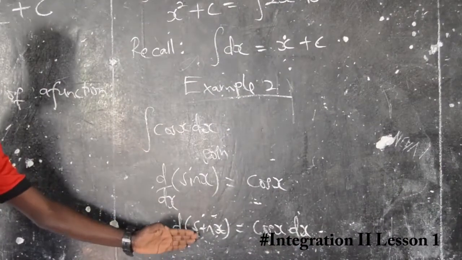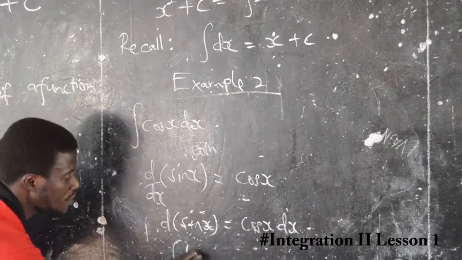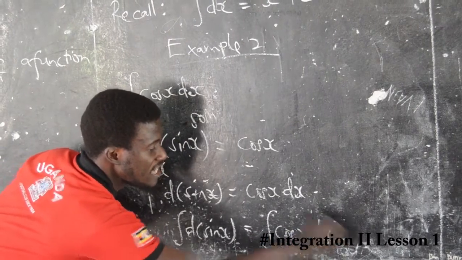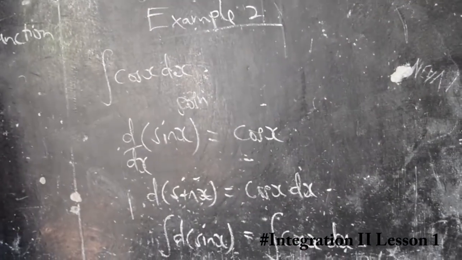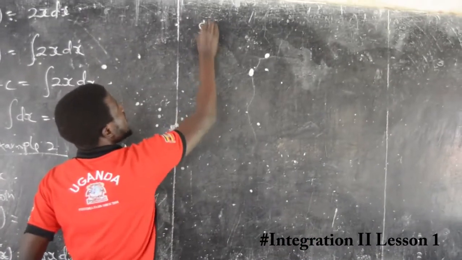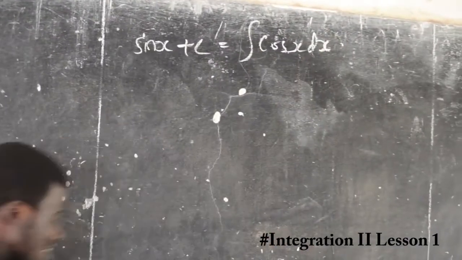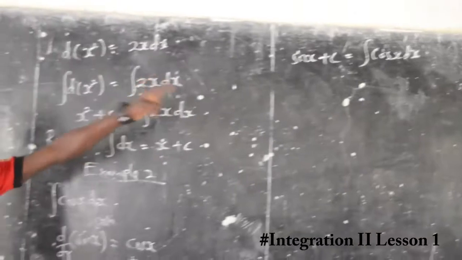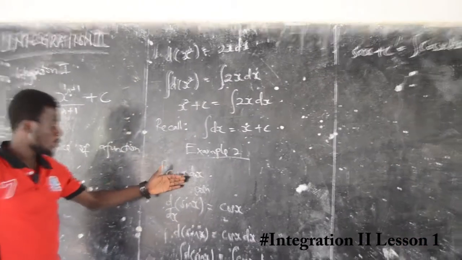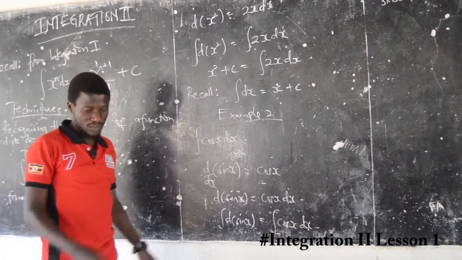Then after reaching this step, you introduce integral signs on both sides. The integral of d(sine x) is equal to the integral of cos x dx. Now when we reach there, that means our answer is going to remain as sine x plus a constant, is equal to the integral of cos x dx. So when you integrate cos x dx, you're going to get sine x plus a constant of integration. It's all about guessing the function from which the derivative comes.